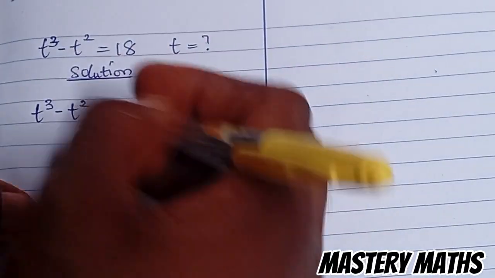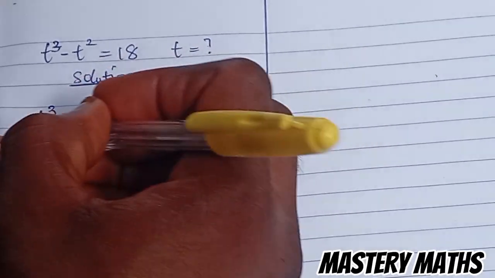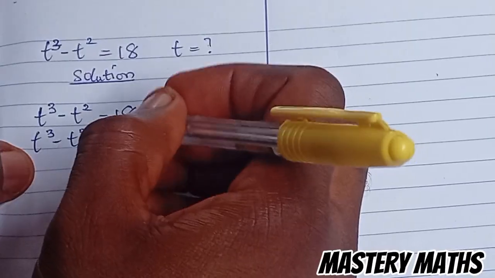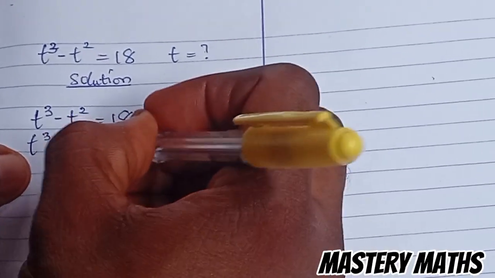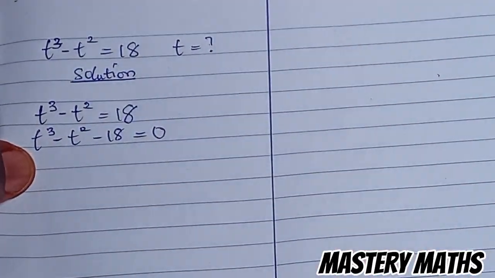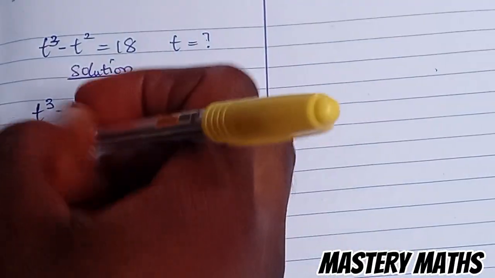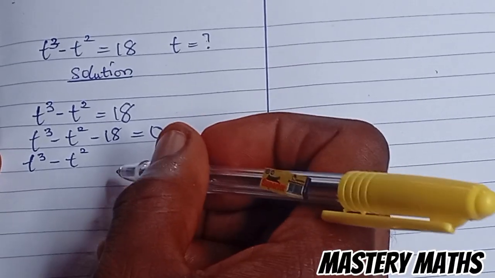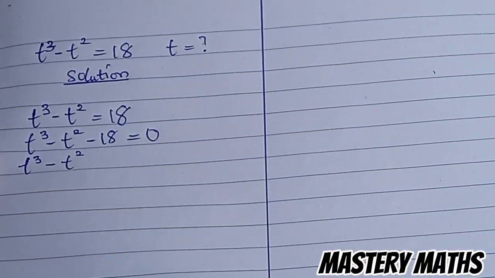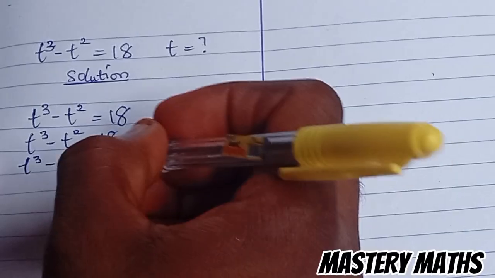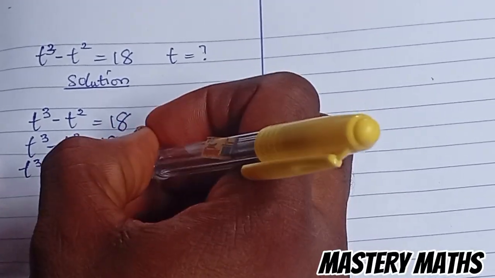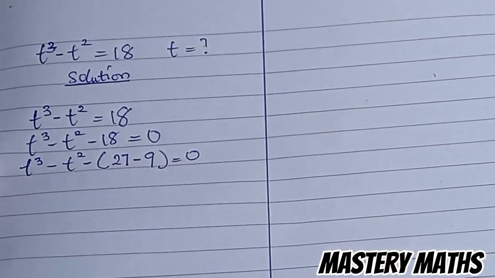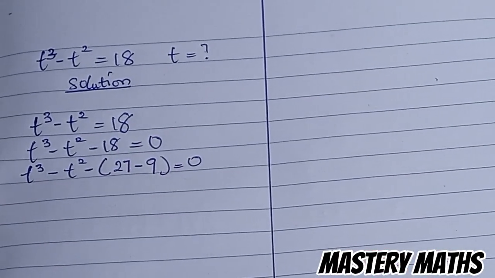Now, we'll bring down this t raised to the power of 3 minus t raised to the power of 2. We bring in the 18. The 18 comes inside, becomes minus 18 equal to 0. So after bringing in the 18, what should we do? We'll bring down the t raised to the power of 3 minus t raised to the power of 2. Now, instead of writing 18, we look for two numbers that will subtract each other to give us 18. And the number that will do that is, we bring down minus, 27 minus 9. That is the number that will do that.